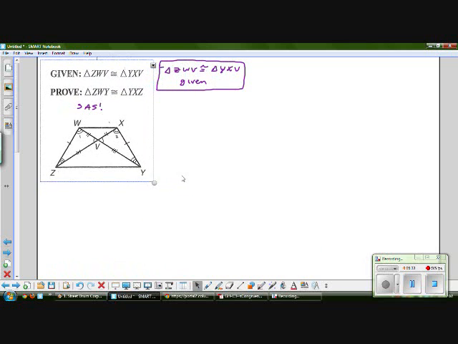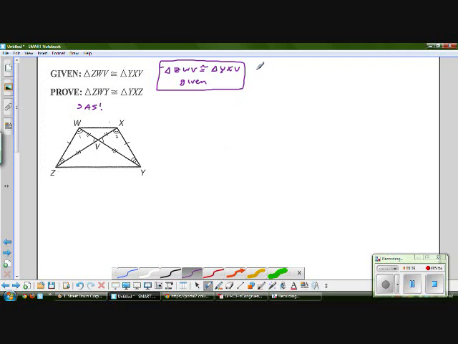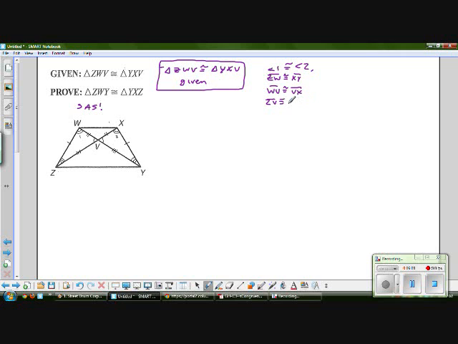Okay, but this does tell us that angle 1 is congruent to angle 2. ZW is congruent to XY. And then WV congruent to VX. And ZV congruent to VY. Okay, now this is going to be because of the definition of congruent triangles.